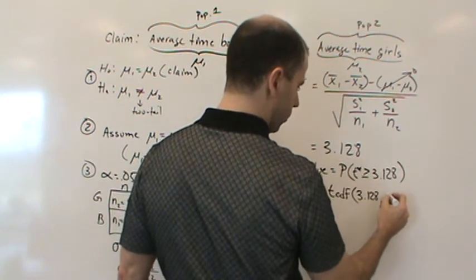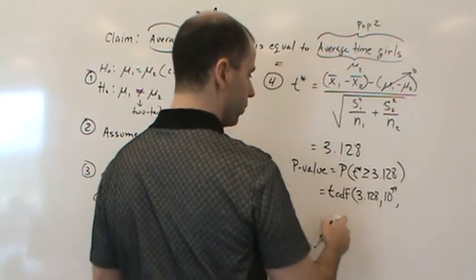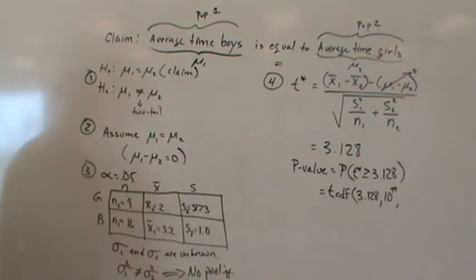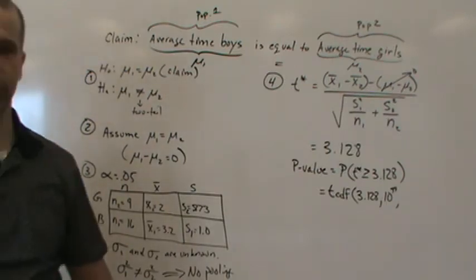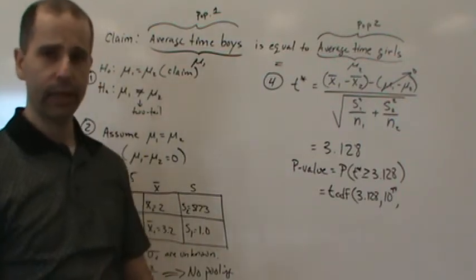3.128 to 10 to the 99th power is my upper bound. And then the degrees of freedom. Oh, I don't know the degrees of freedom. I have to do that crazy calculation. Well, I'm not going to do that calculation.